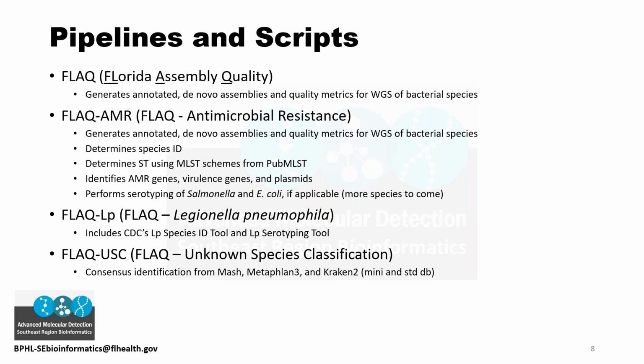It also adds in species ID, runs MLST if there's a PubMLST scheme, identifies AMR genes, virulence genes, plasmids, and if it's Salmonella or E. coli, performs serotyping. It'll output all of the metrics that you need that's based on the ARLN and WGS guidance that you have to report back, or make sure you have a proper QC of your samples before submitting this to CDC, and that outputs everything for that.